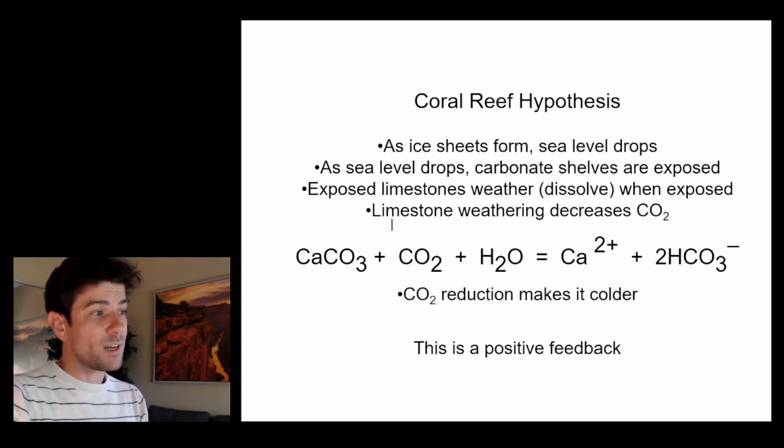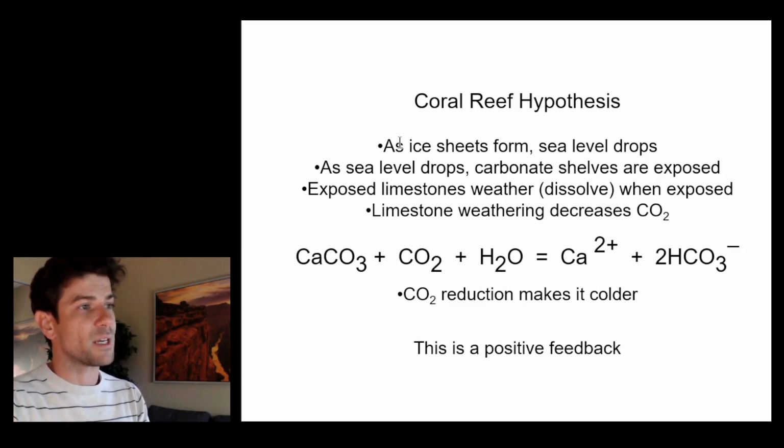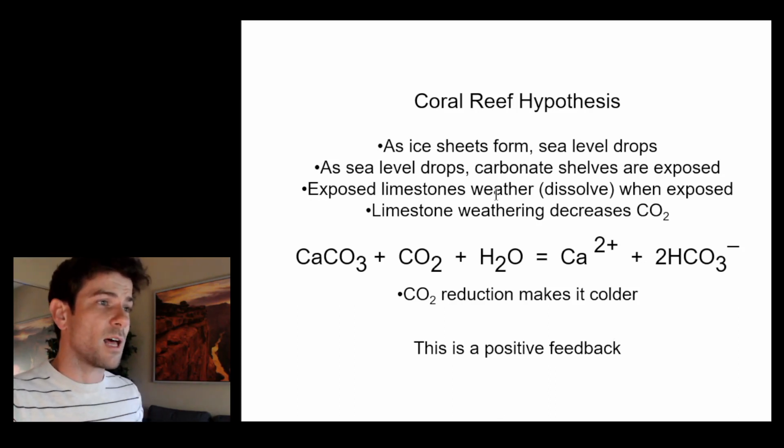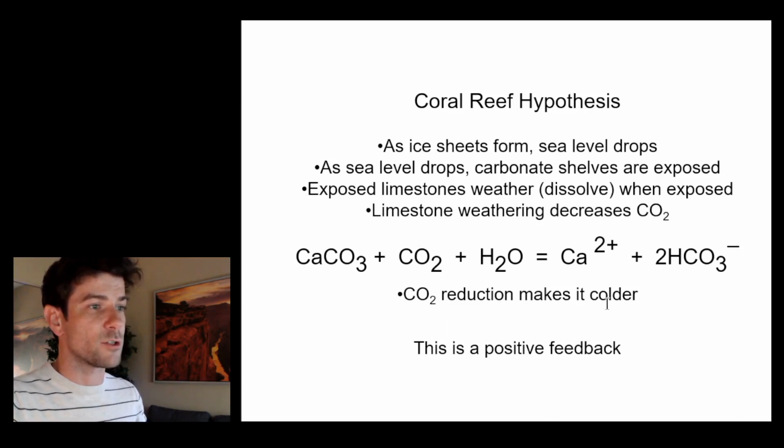Okay, but nonetheless, this is a positive feedback, because as the ice sheet forms, sea level drops. As sea level drops, carbonate shelves are exposed, exposing limestone, which dissolves. Dissolving that limestone lowers atmospheric CO2, right? And so atmospheric CO2 going down makes it colder, which causes ice sheets to grow, exposing more carbonates to subaerial erosion, et cetera, et cetera. It's a positive feedback. Okay.